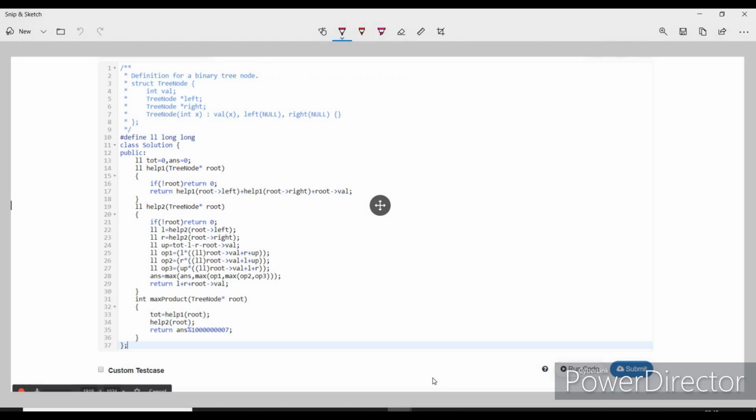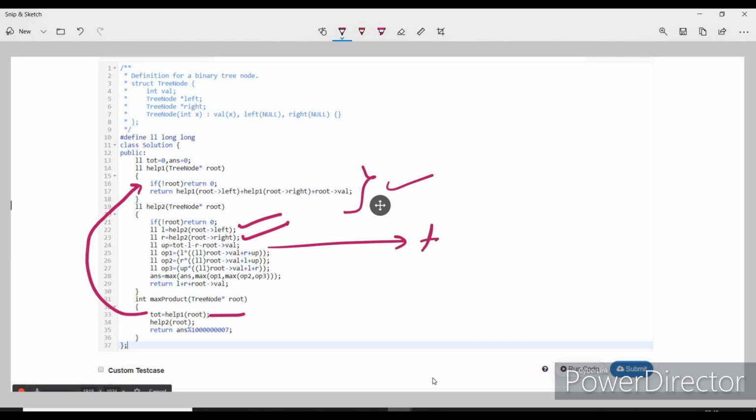This is basically giving us the total summation of the tree, so that is stored in total. This is the function call to this and it is giving us the total. Now help2 will be called and we will make a function call to help2 to get the value of left, similarly to get the value of right. Once we have the left value and right value, we can find the upper value as total minus left minus right minus root.